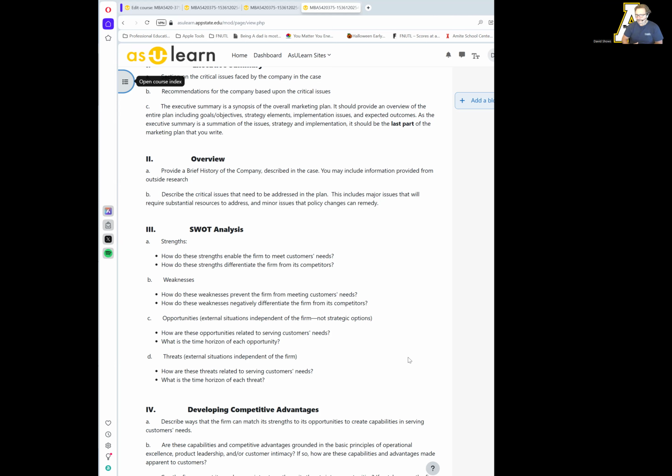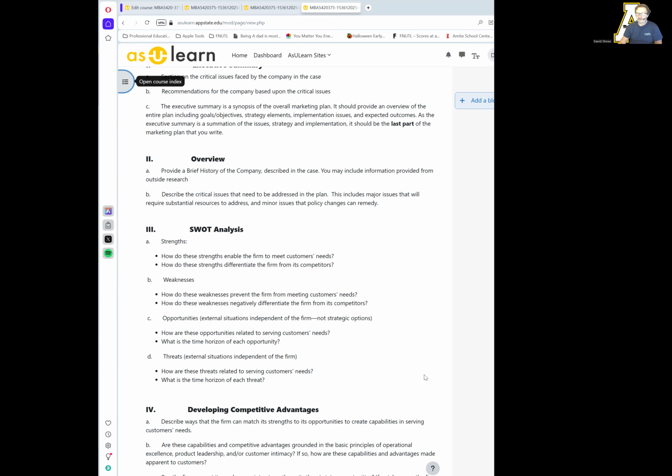Remember, opportunities are external and independent of the firm and are not strategic options. In other words, if there is a growing market for a particular thing, that is external to the corporation and needs to be stated. How are these opportunities related to serving customer needs, and what is the time frame or horizon for each opportunity? Finally, with threats, we have to ask ourselves, what can put us out of business tomorrow that we have no ability to affect? How are these threats related to serving or failing to serve customer needs, and what is the time frame for each threat?